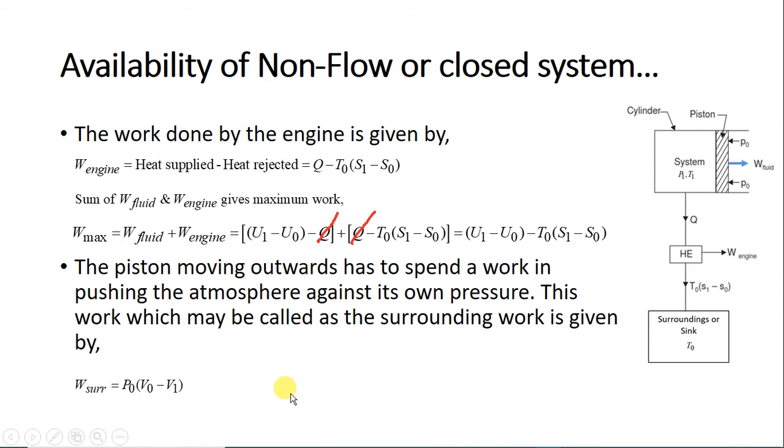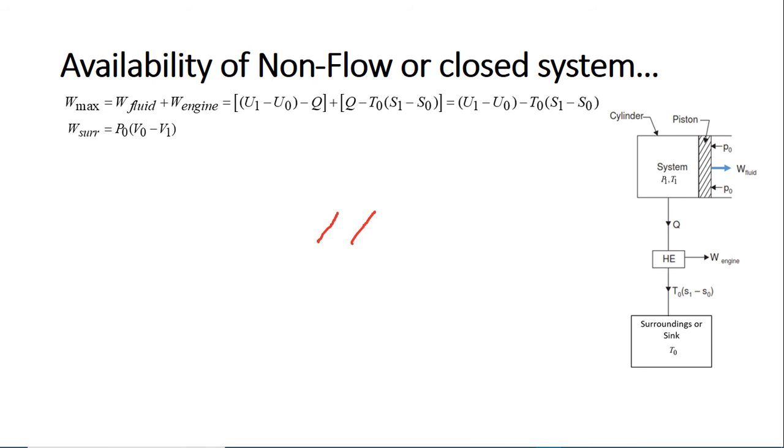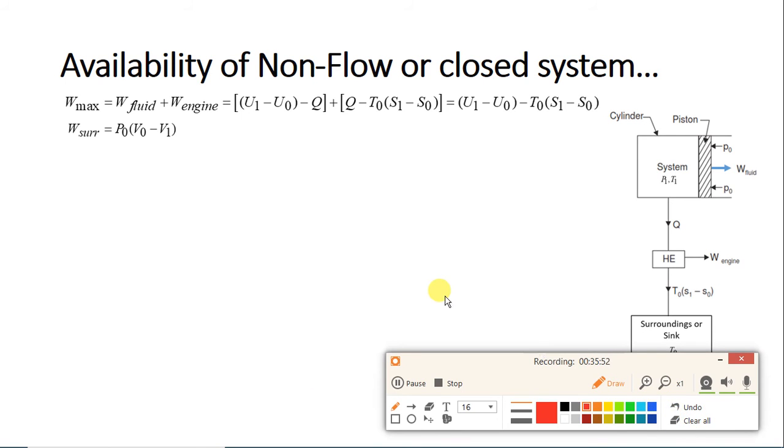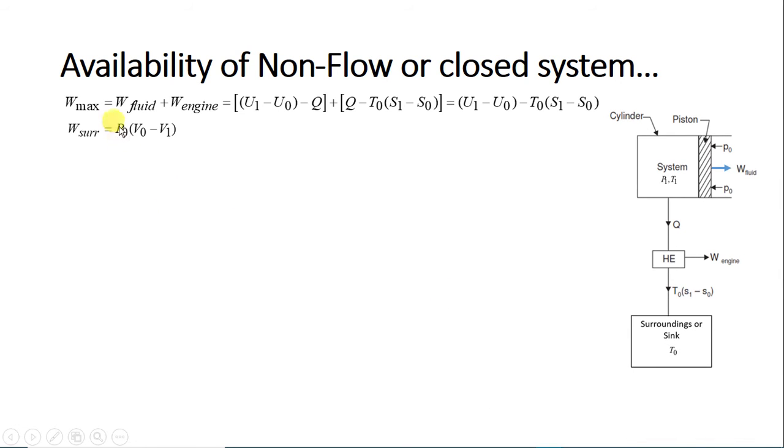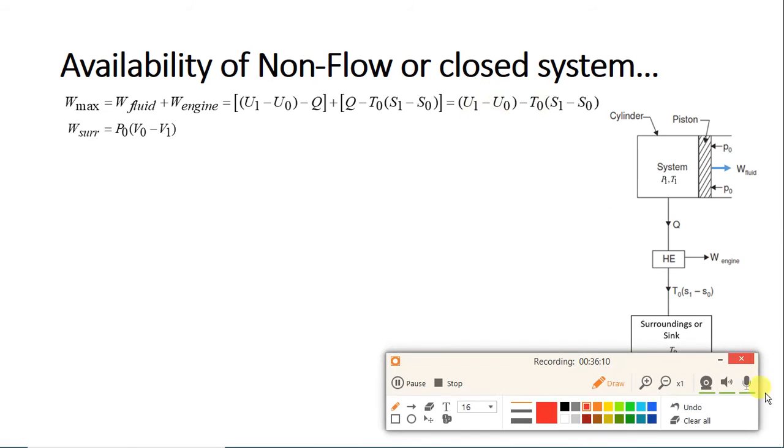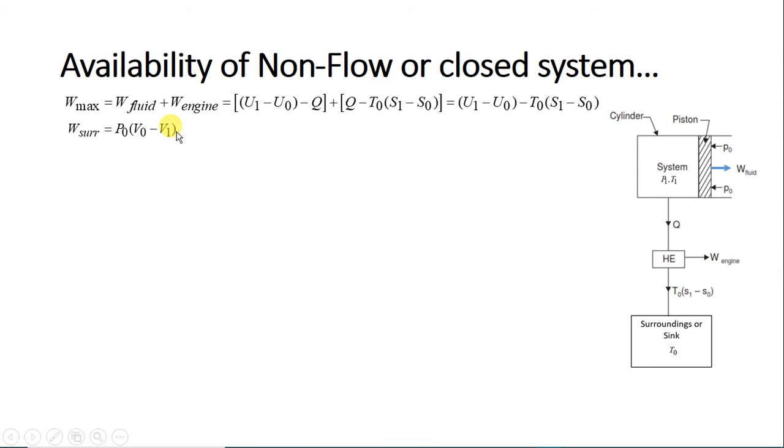Now let me see what the next slide is. So now we are seeing two equations. First is the maximum work W max, which is W of fluid plus W of engine. This equation we have already seen. You have to remember this equation, as we will be using it later in deriving a function. And what is the surrounding work? P0 (V0 minus V1). This we have already discussed in previous slides.